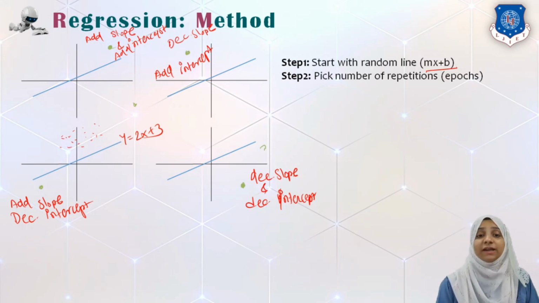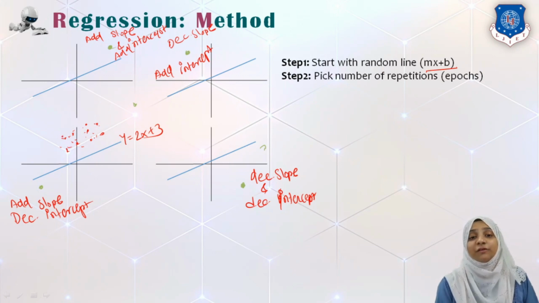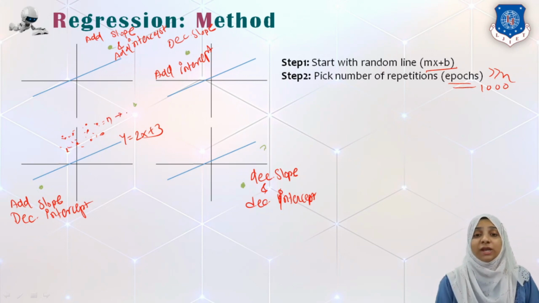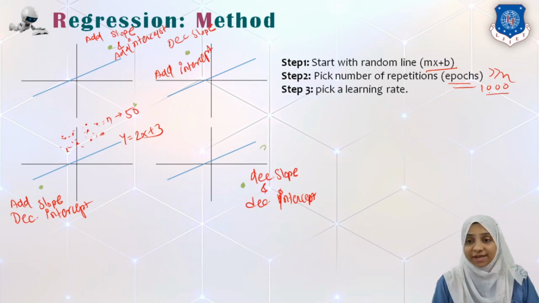That number of epochs is nothing but randomly selecting any data point from a given set of data. Say, for example, we have n points or n samples in the data. This epoch value has to be much larger than n. Say, for example, we have only 50 points in the sample. Then I can set its epoch value, or number of repetitions, as 1000 times.